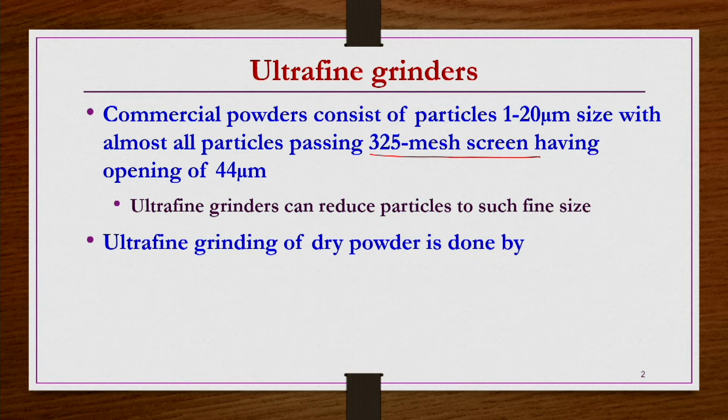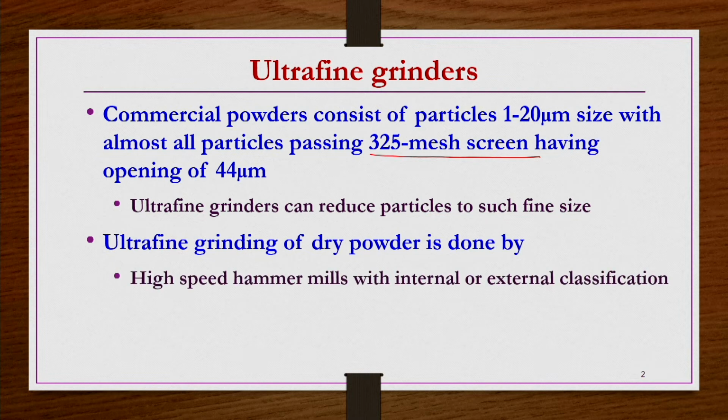Ultrafine grinding of dry powder can be done by two different types of mills. One is the high speed hammer mills with internal or external classification. They are more or less like hammer mills, but the speed is very high. The rotor in these hammer mills consists of several hammers, 4 to 8 swinging hammers in general. But here, in addition to these hammers, there will be a classifier also, to take the product away from the crushing area and collect it into the product collection vessel.